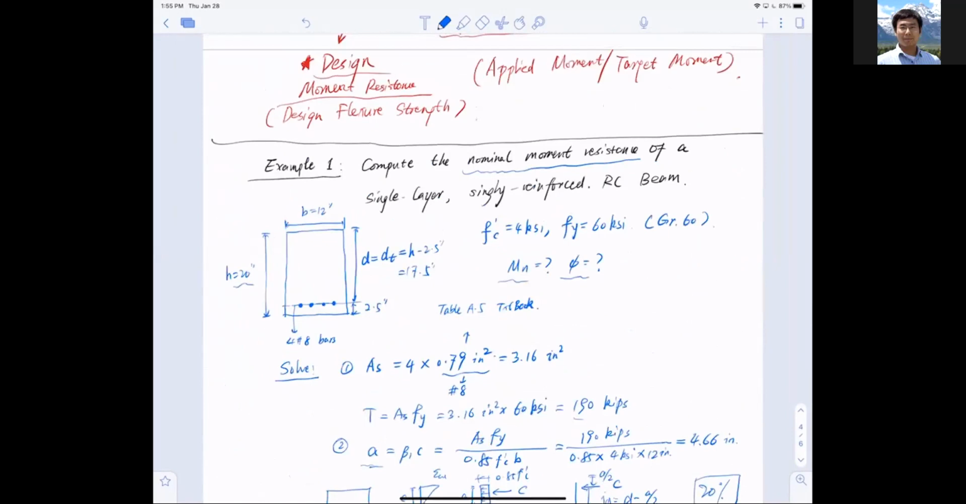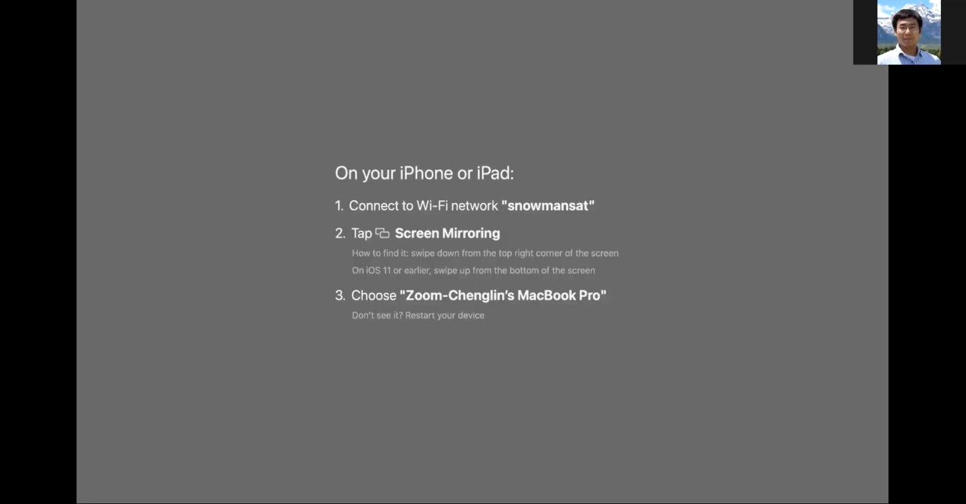This is what we call the single layer, singly reinforced, right? One row of rebar. Couldn't get much easier than this. One row and you're done with it. So how difficult can that be? Be careful here. We are going to show you what if we have multiple layers.